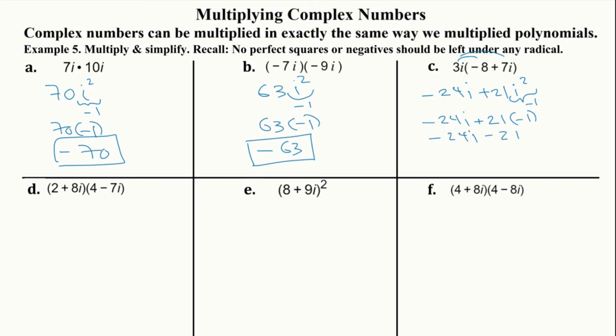And of course, standard form of the answer is going to be a plus bi, so we'll write the -21 first and then the minus 24i. Now we've given the answer in standard complex form.